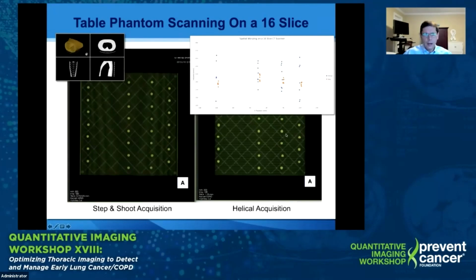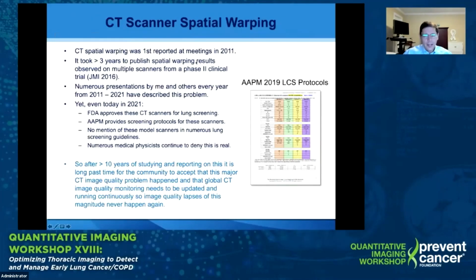So we definitely have a major problem here with this type of scanner, and it really shouldn't be used for lung cancer screening, especially for large patients. But I think the more troubling thing here is that we first reported this in 2011 in a major clinical trial, and it took over 3 years to publish these results, resulting in a JMI 2016 paper.